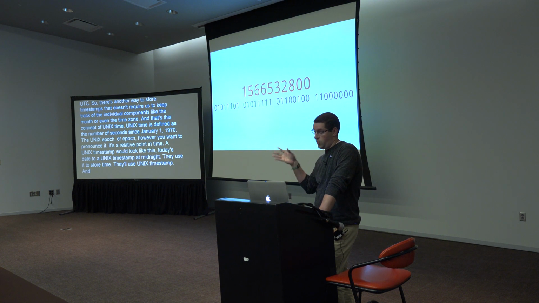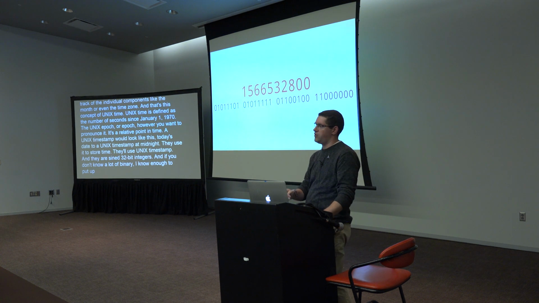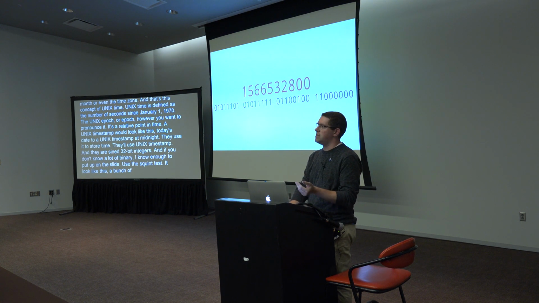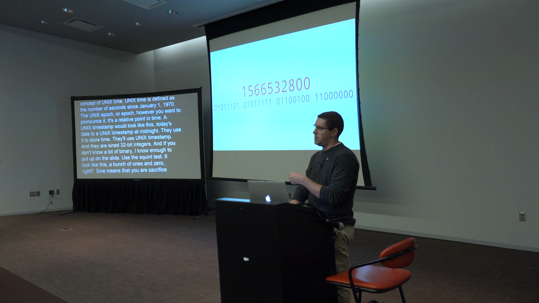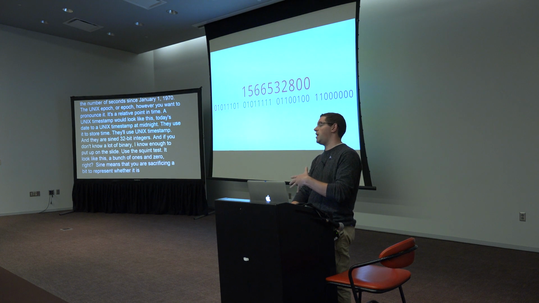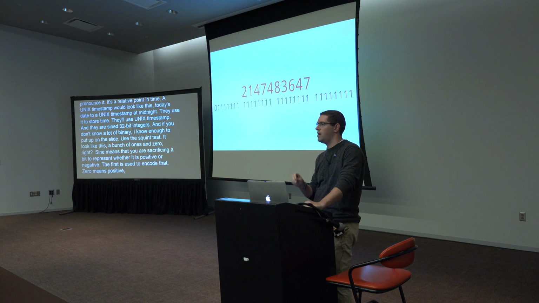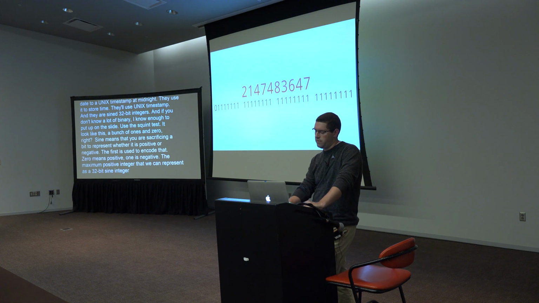So I only know enough to put it up on this slide, so please just use the squint test here. If you represent a Unix timestamp as a signed 32-bit integer, it looks like this, a bunch of ones and zeros, right? Signed means that you are sacrificing a bit to represent whether or not it is positive or negative. This first bit is used to encode that, so 0 means positive, 1 means negative. The maximum positive integer that we can represent as a 32-bit signed integer looks like this. All ones except for that first one means it's positive.